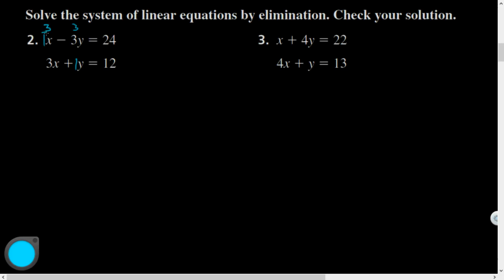So I'm going to multiply this equation by what to make this a 3? 1 times what would give me 3? 1 times 1 would give me 1. So I need to multiply by 3. And if I multiply by 3, I'm going to get a 3x. And down here I have a 3x. But I want opposite coefficients. So let's multiply by -3, right? In order to get my opposite coefficient of -3x.